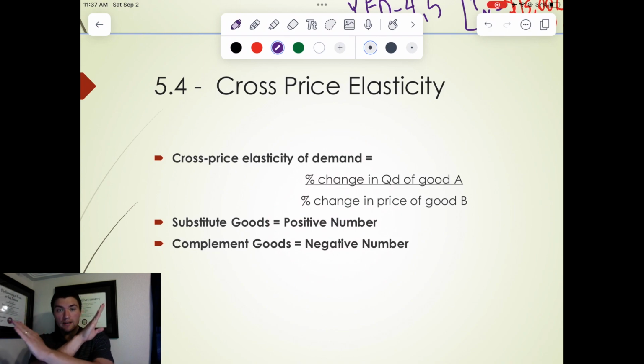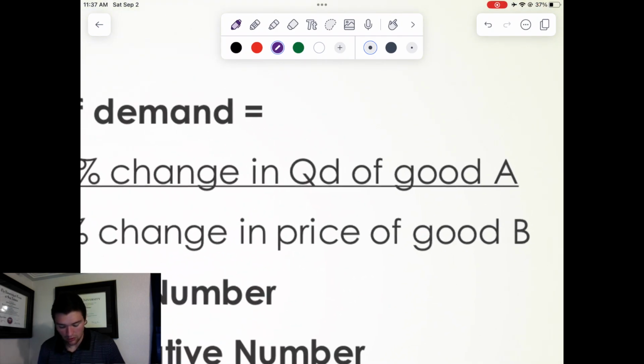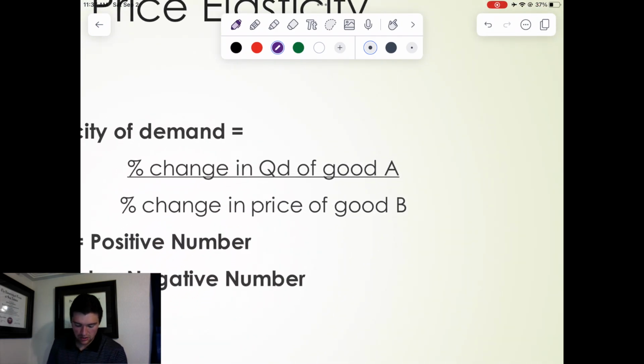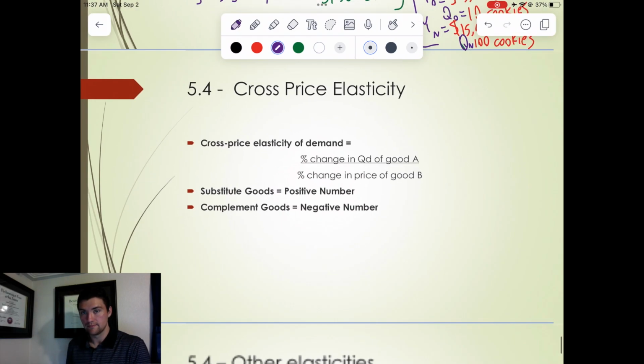So what we're doing here is we need 2 goods, right? We're cross-pricing here. We're looking at the price of Coke and the quantity of Pepsi. We're crossing over in terms of trying to figure out elasticity. So all you're going to do is take the percent change in the quantity of good A, so the quantity of Pepsi, and then look at the percent change in the price of good B, so the price of Coca-Cola. Because the price of Coke goes up, what happened to the quantity demanded of Pepsi?